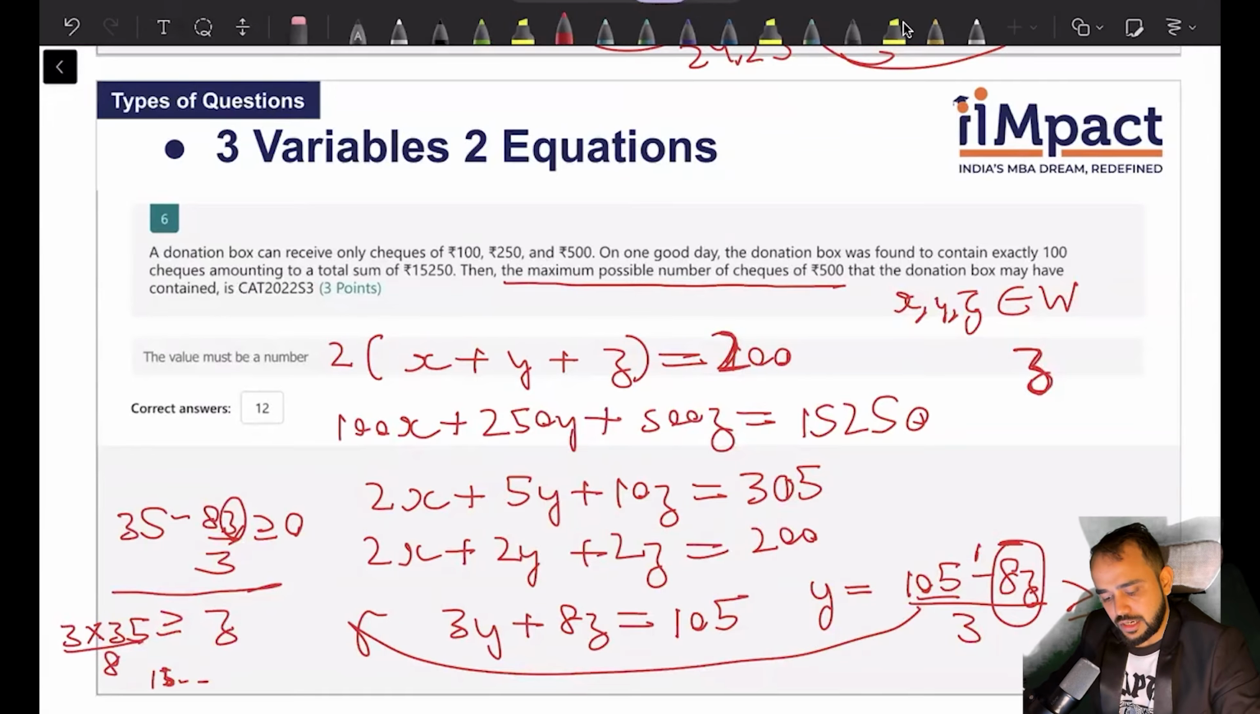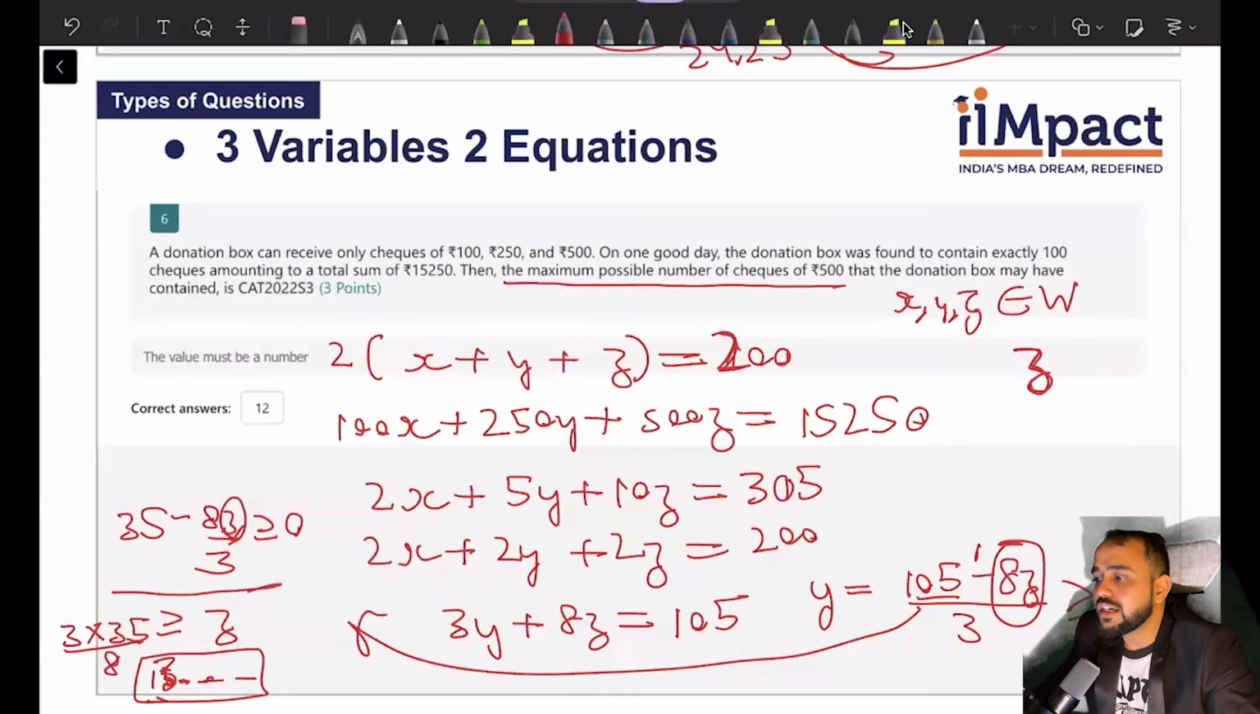So what is the next multiple? A number which is smaller than 13, which is a multiple of 3. So the first such number is going to be 12. So your answer will be 12.